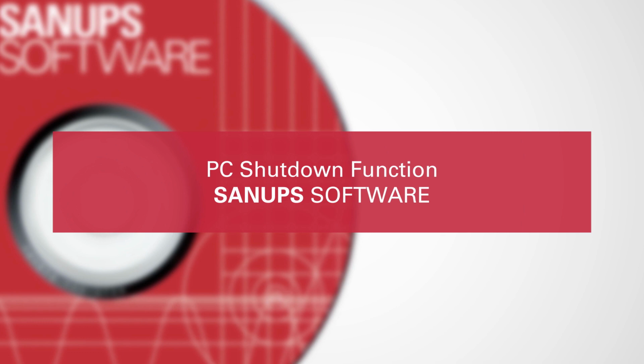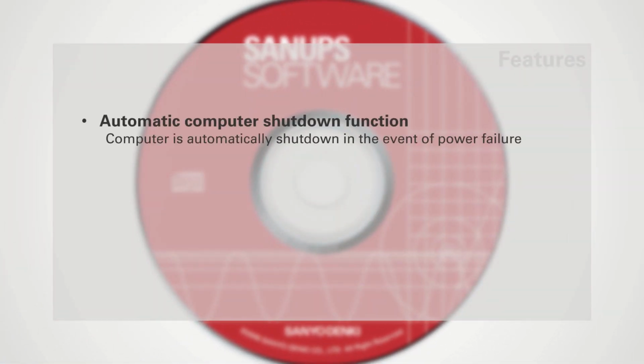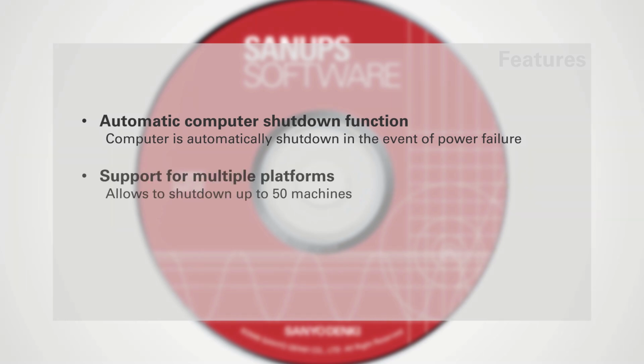In this video, we will be looking at the PC shutdown function when using our UPS products with SANUPS software. The shutdown function for SANUPS software allows the connected computer to automatically shut down in the event of power outages and other power malfunctions. The shutdown function supports multiple platforms and allows shutting down up to 50 machines.